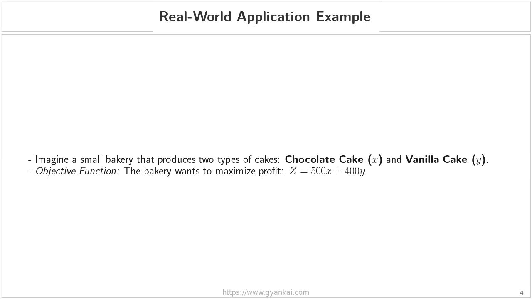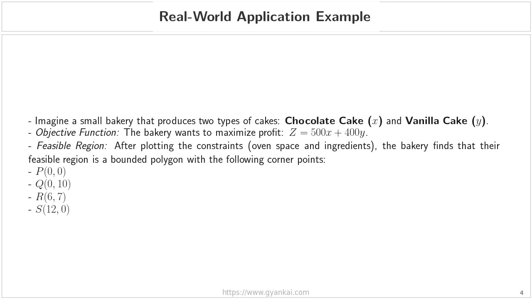For every chocolate cake sold, you make 500, and for every vanilla cake, you make 400. So, our profit equation z is equal to 500x plus 400y. Now, as we discussed in the previous slides, you can't just bake infinite cakes because you are limited by oven space and ingredients.